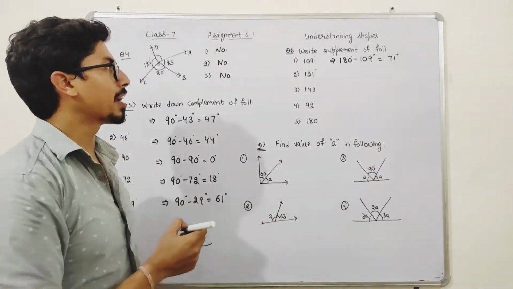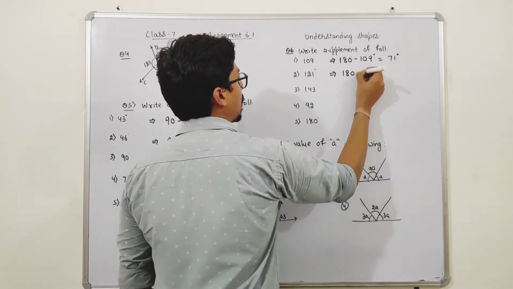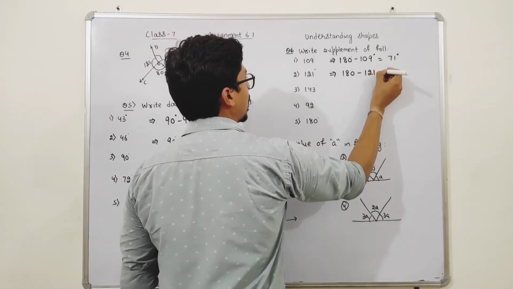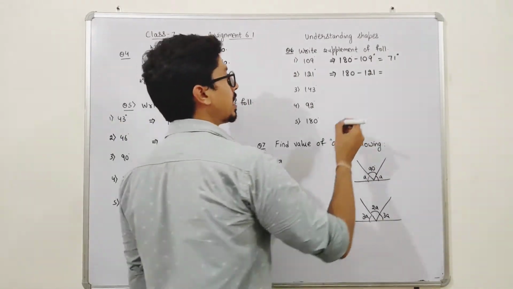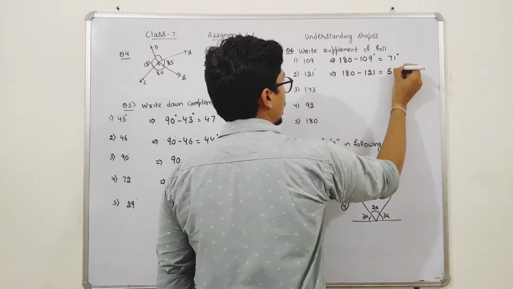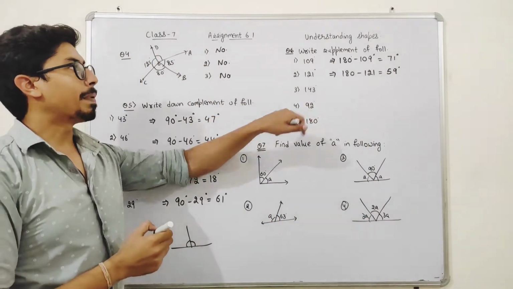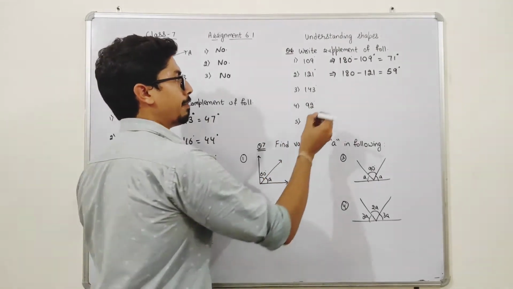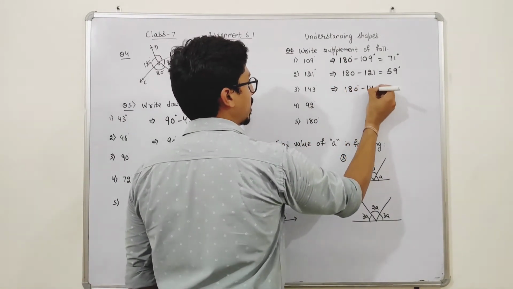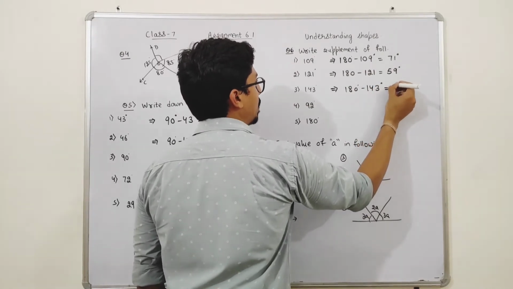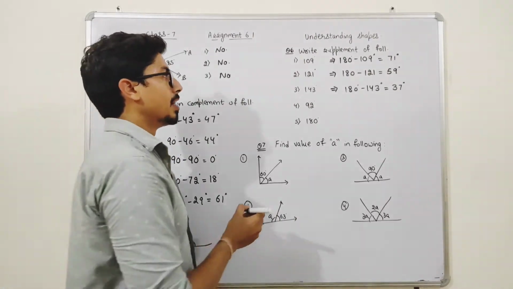Similarly, supplementary angle of 121 degree, it will be 180 minus 121. So answer will be 59 degree students. Answer will be 59 degree. Now, supplementary angle of 143, it will be 180 degree minus 143. So answer will be 37 degree students. Answer will be 37 degree.